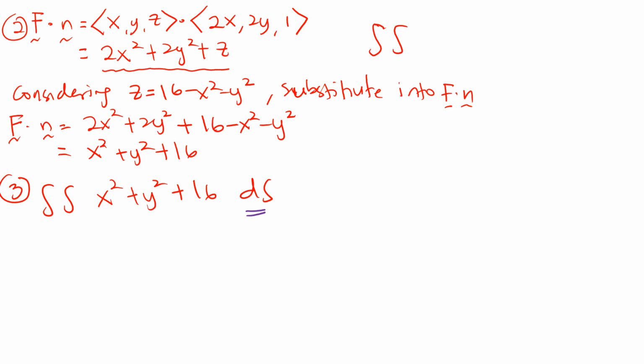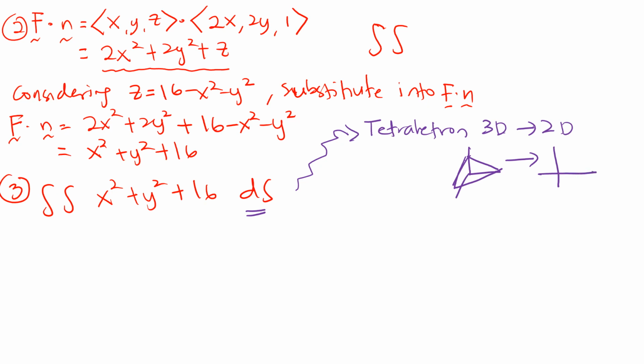Remember previously, we did the tetrahedron. What I've shown you is that you transform the 3D tetrahedron to a 2D triangle. So you use dy dx, or dx dy, to integrate the tetrahedron. But now, this is a paraboloid. We are now solving the paraboloid. Listen carefully to what I'm going to tell you.